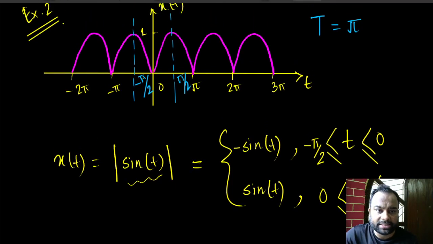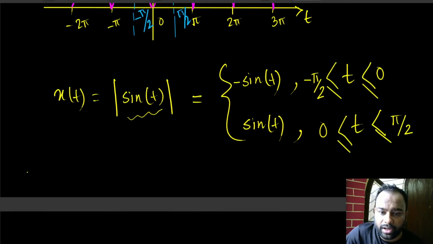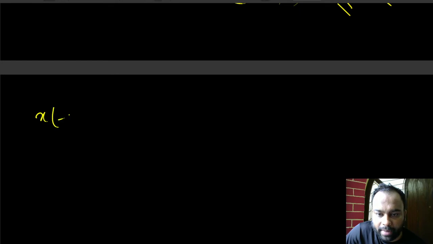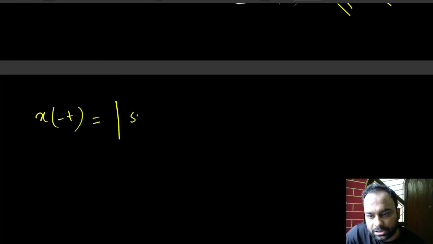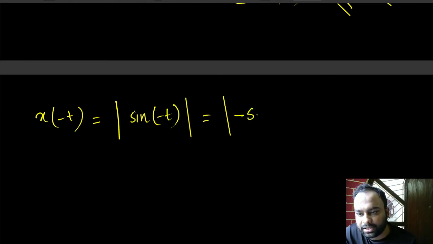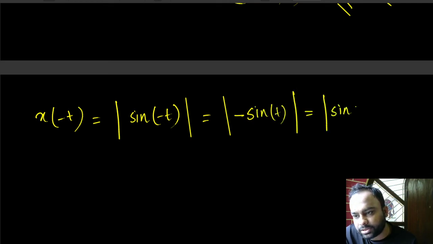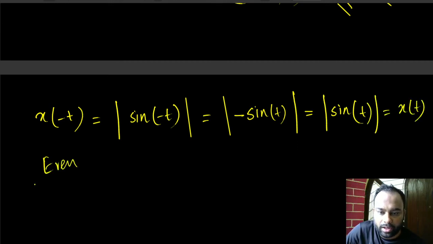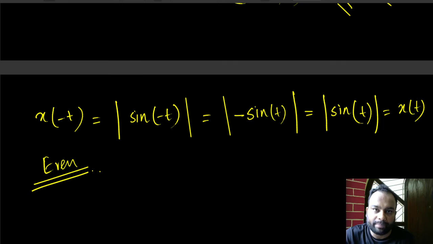But look carefully, what is the nature of the signal here? If I say x of minus t, I would have mod sine of minus t, and then if I do the expression, I would have minus sine t, and that's again mod of sine t, which is again x(t). So this signal is even. Since this signal is even, it is not going to have any odd component present in it. It's going to have only the even components.